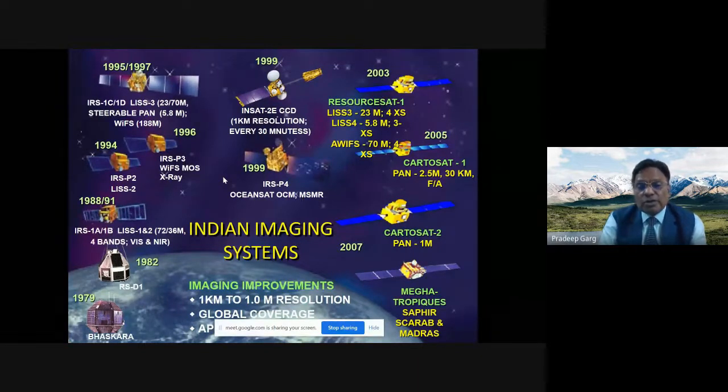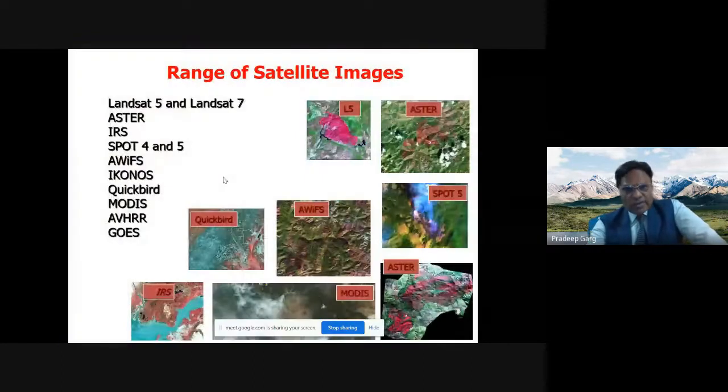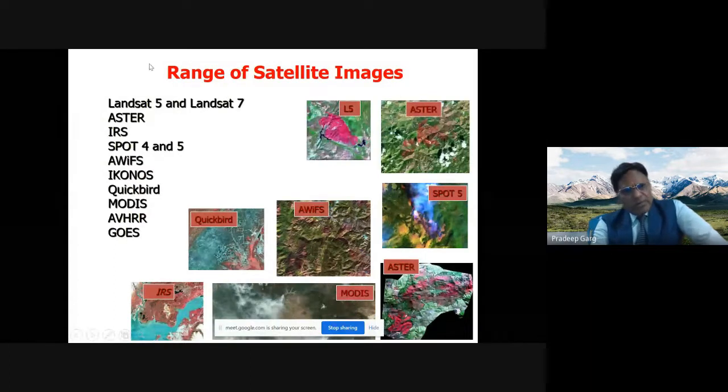All these gamuts of satellites are providing us resolution from 1 meter to 1 kilometer. If I am working in a larger area, let us say the whole of India, then I have to go for 1 kilometer resolution. But if I am working in a smaller area, then I have to go for 1 meter resolution. So today we have several images available from worldwide satellites.